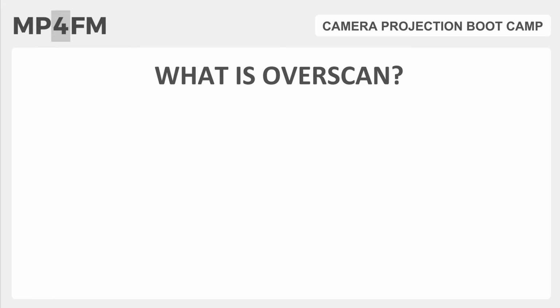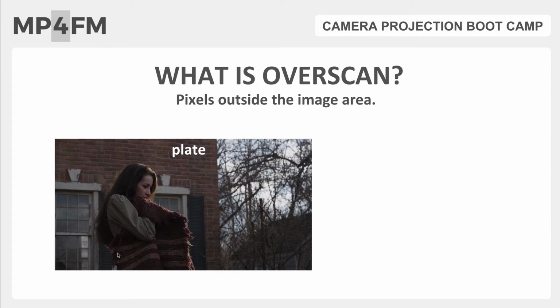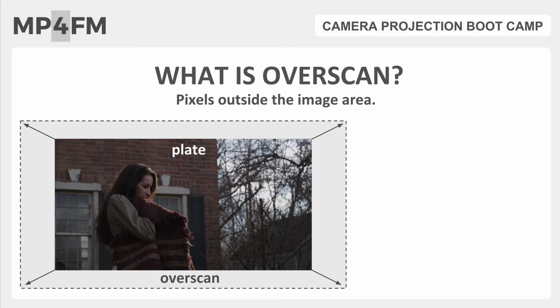It's at this point in the course that we have to start talking about a really, really important subject that has to do with matte painters and environment artists dealing with projections, and that is overscan. So, what is overscan? Overscan is simply the pixels outside of the image area. So, if this were our plate right here, then all of the pixels outside of the plate's image area would be considered overscan.